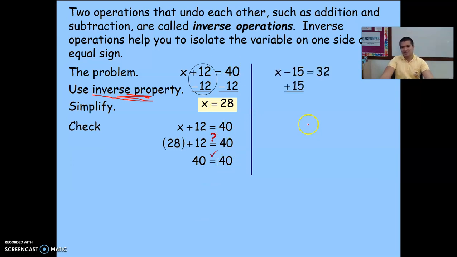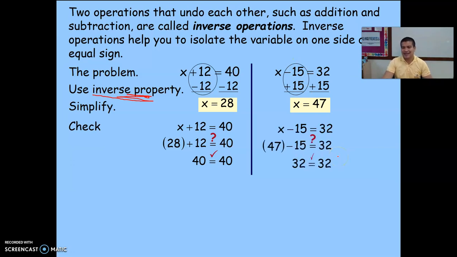For example, x minus 15 equals 32. So we have the inverse of negative, which is positive. So you're going to add 15, and then you're going to add 15 on the other side as well. So therefore, it will give us 47. Okay? So 32 plus 15 will get 47. And then you will do checking. 47 minus 15 equals 32. So that will give us the correct answer.